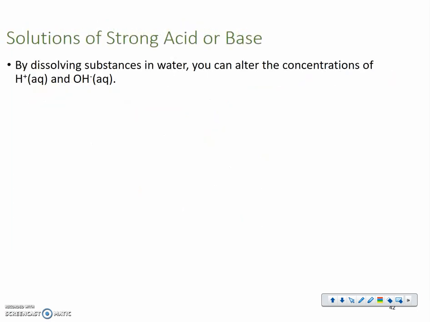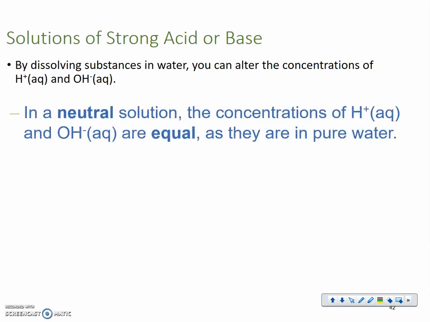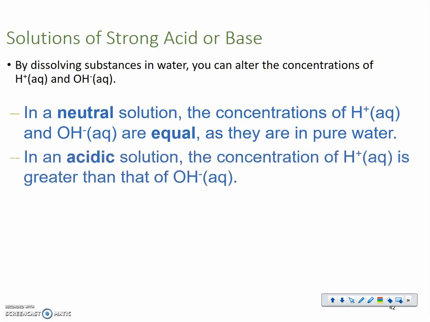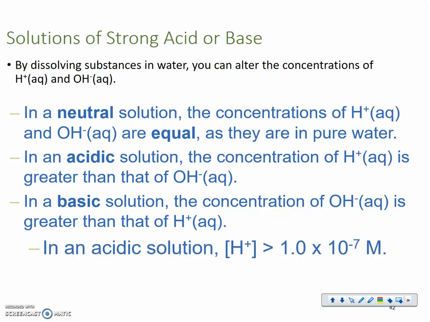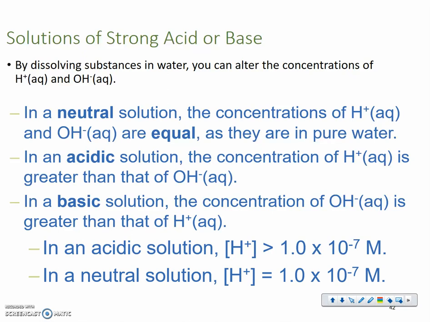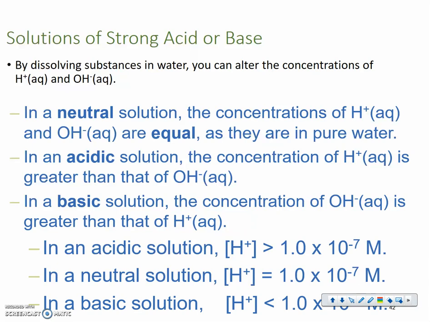If you dissolve a substance into water, you can change the amounts of H and OH depending on what you add to the pure water. If the solution is neutral, then the two concentrations of the ions are equal, whatever they are. In pure water, we know that they're both 1 times 10 to the negative 7th. If you have an acidic solution, that means you have more hydrogen than hydroxide. In a basic solution, you have more hydroxide than hydrogen. So you can think of it in terms of concentrations. In an acidic solution, your H plus is going to be more than 1 times 10 to the negative 7th. If it's neutral, it's going to be equal to that. And if it's basic, it's going to be less than that amount.